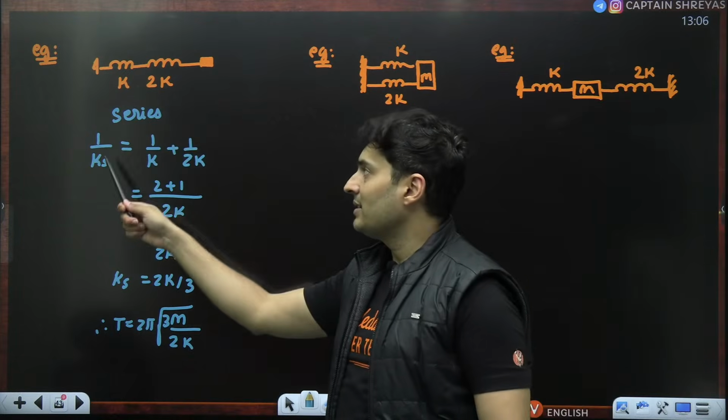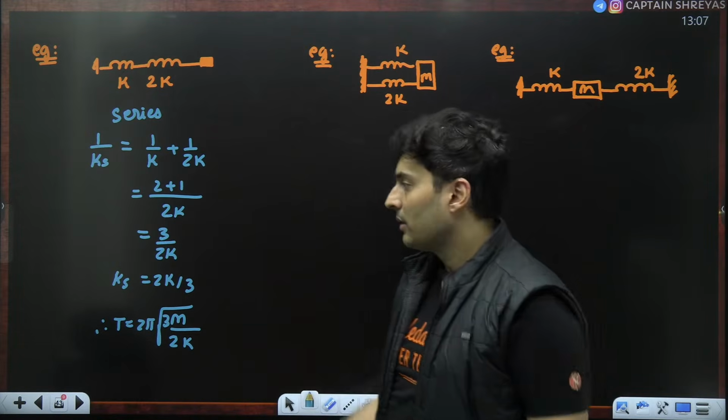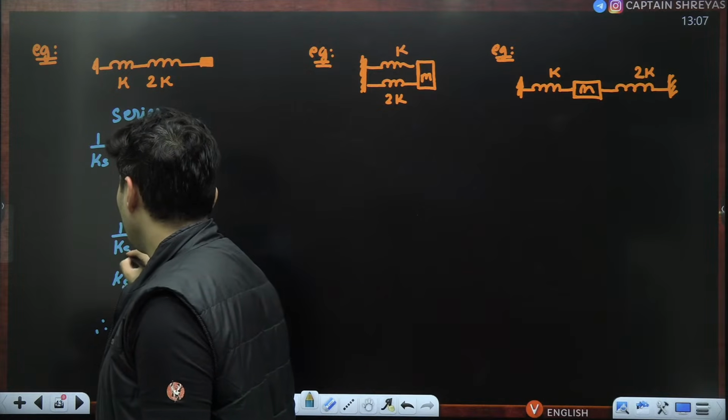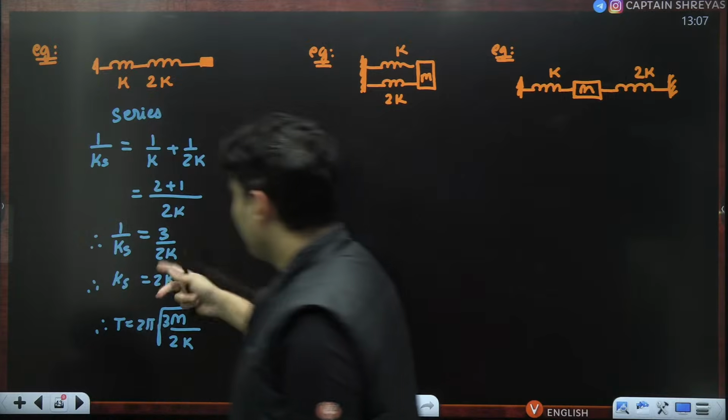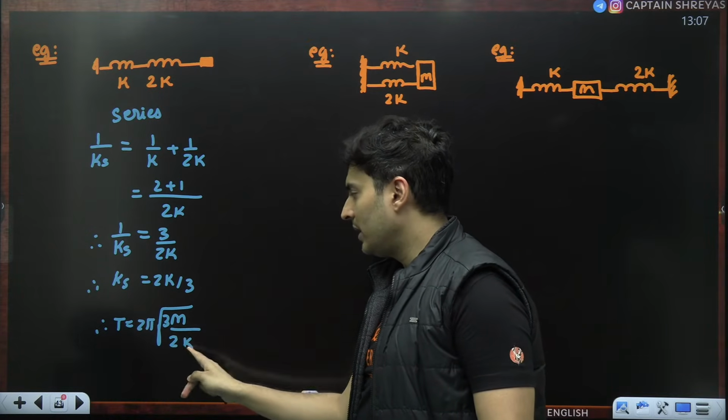So when springs are in series, use the parallel resistors formula, 1 by K plus 1 by K, that one. And then do not forget to take the reciprocal in the end. A lot of people forget to reverse this. You have to take 2K on the top, 3 below. 2 pi under root 3m by 2K.